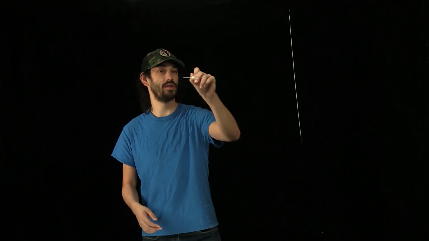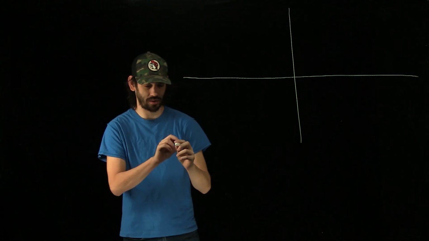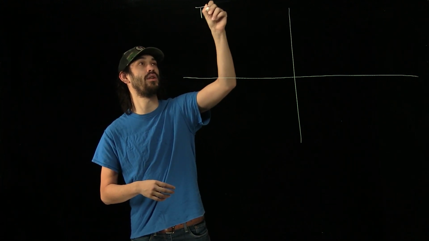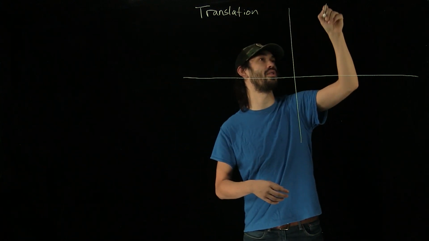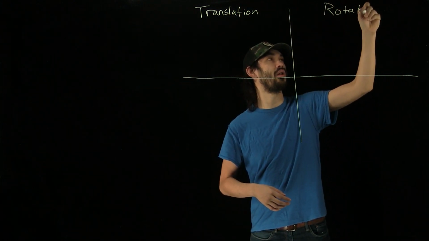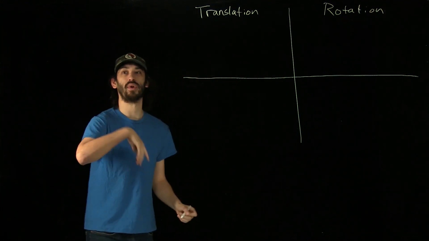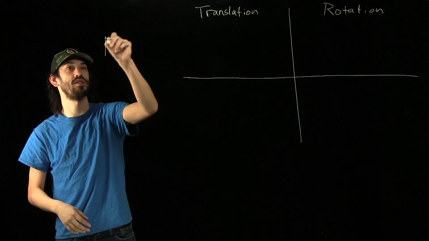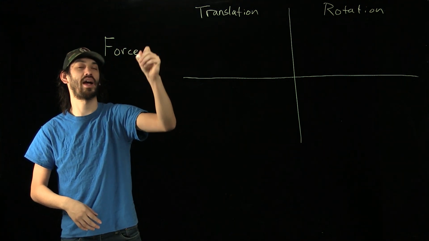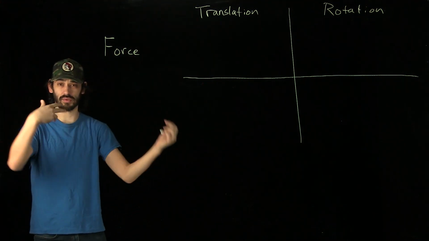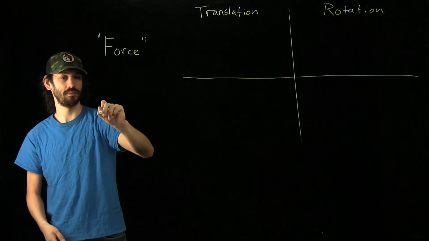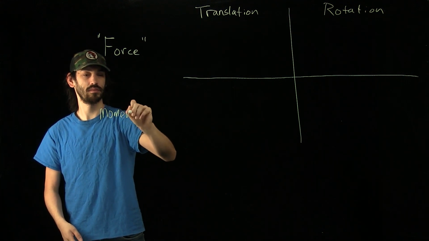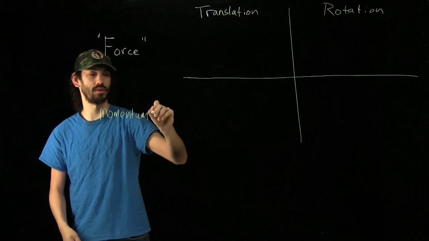And so to start with, let's break this into two pieces. So we have our equations for translation and our equations for rotation. Now, on the top row here, I'm going to have "force", and I'm going to put this in quotation marks because it's really not exactly just the force for translation, but it's also going to include the torque. And here, I'm going to write the "momentum". And again, this is in quotation marks.